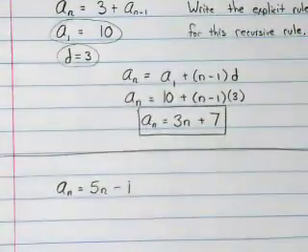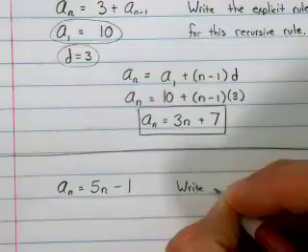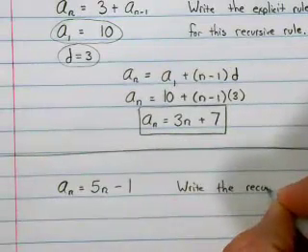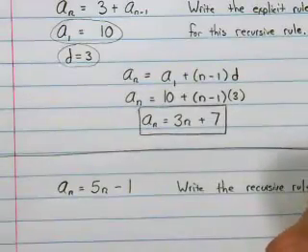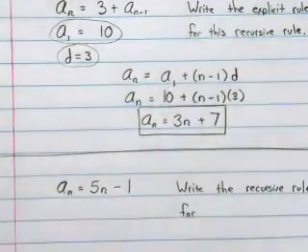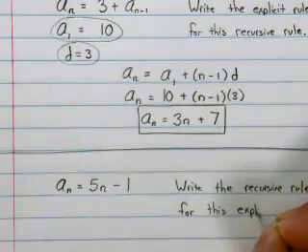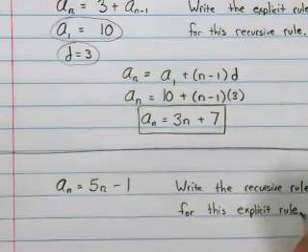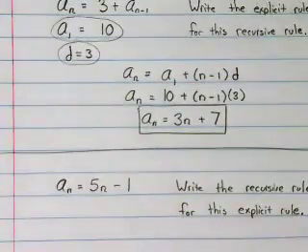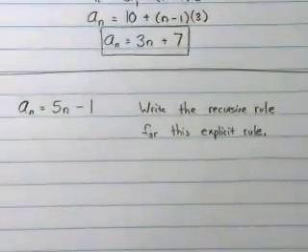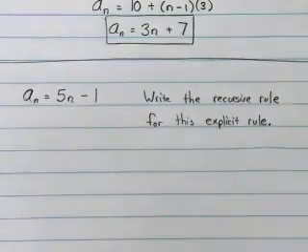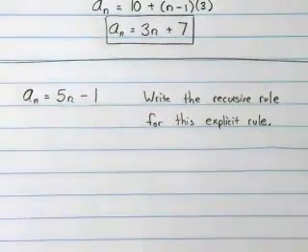All right. So for this one, I would like you to write the recursive rule. Other direction. I'm still sticking with arithmetic for now. Write the recursive rule for this explicit rule. So I'm going to use that same little concept that we talked about, that if I know the first term and the difference, I can then write the other one, right? I just need those two things.